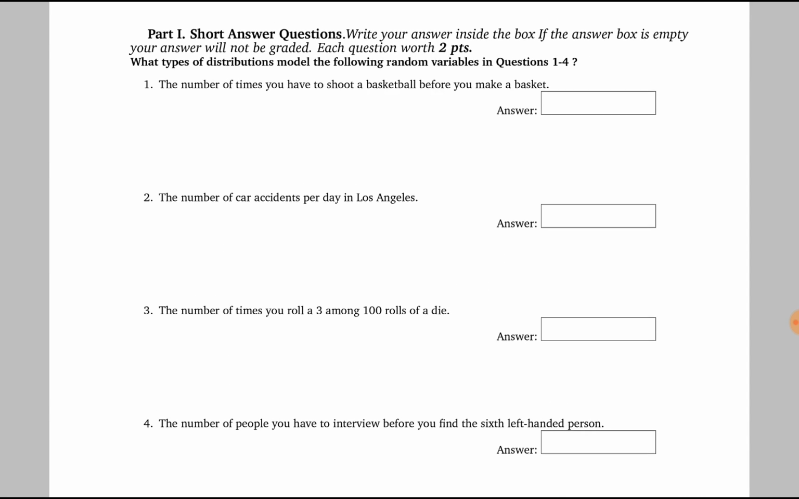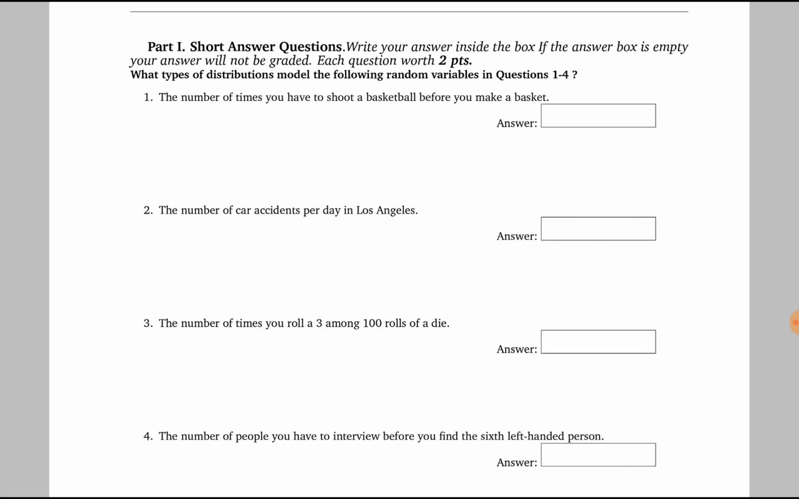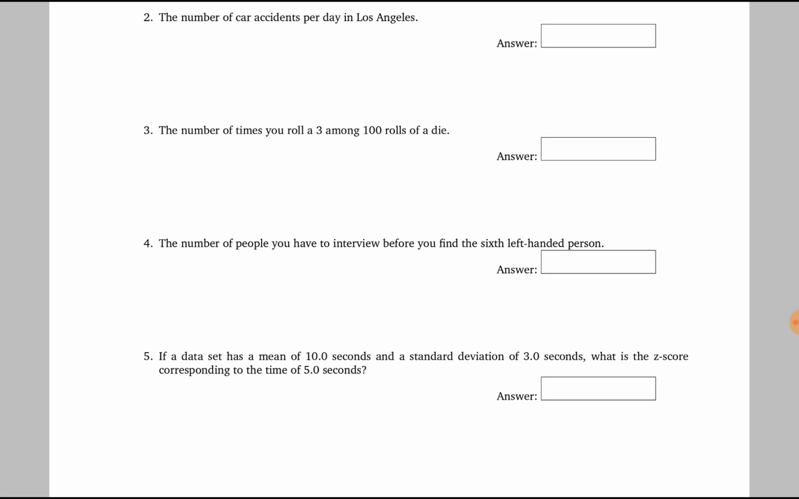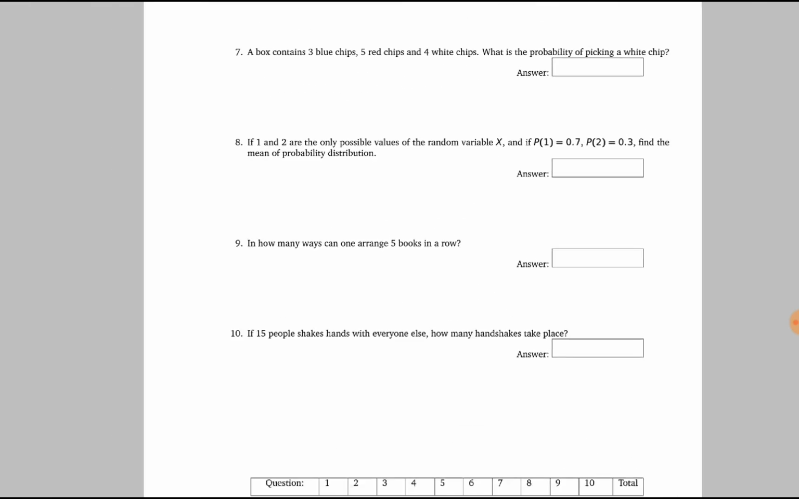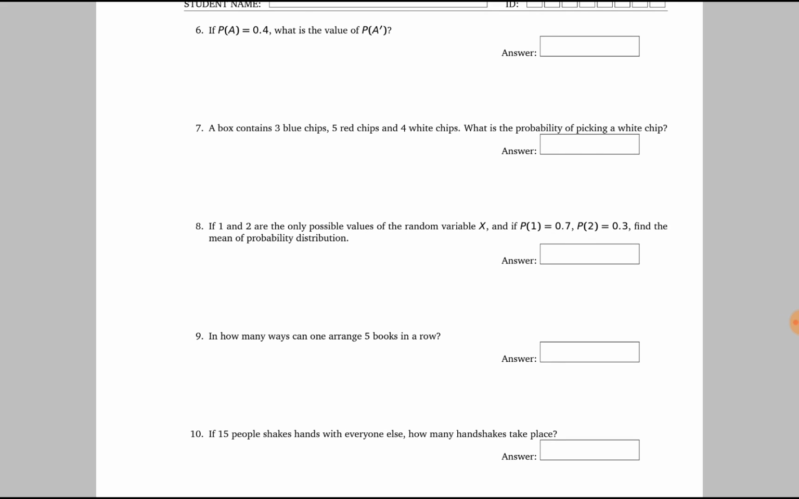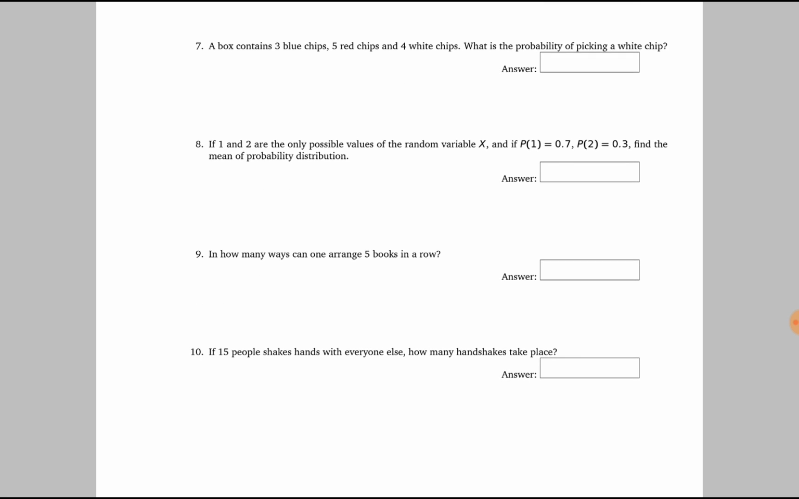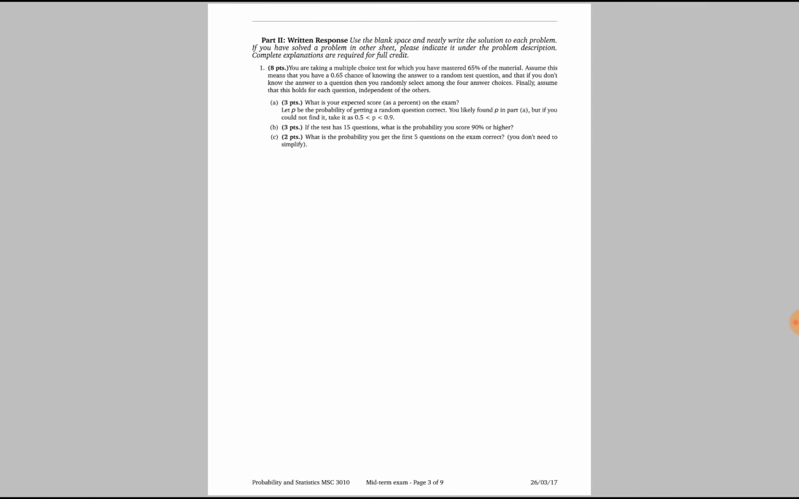So the first 4 questions are about various distributions. Question number 5 is about the standard normal distribution and the normal distribution. Question number 6 is about sets, the complements of sets, and probabilities of those kinds of sets. Question number 7 is calculating simple probabilities. Question number 8 is about the expected value. And questions number 9 and 10 are about combinatorial analysis and counting principles.